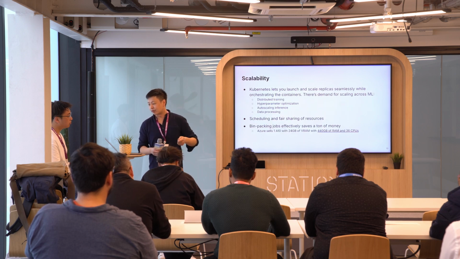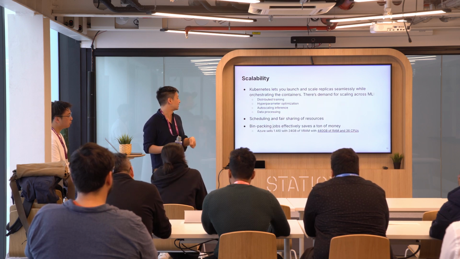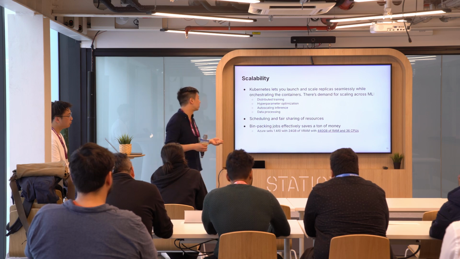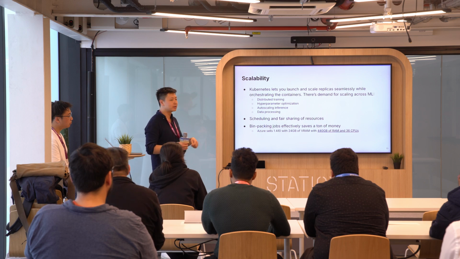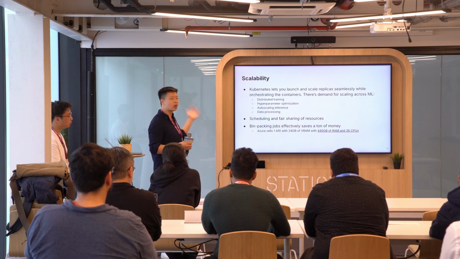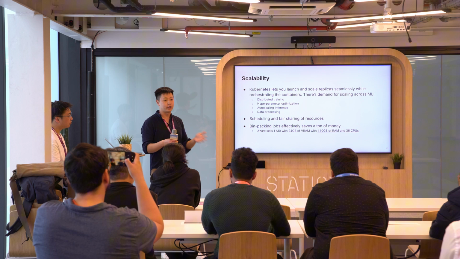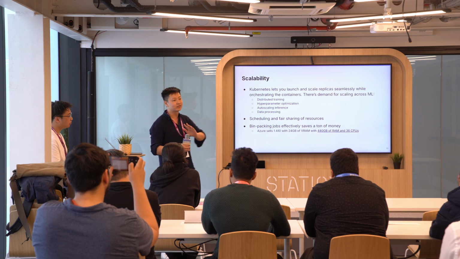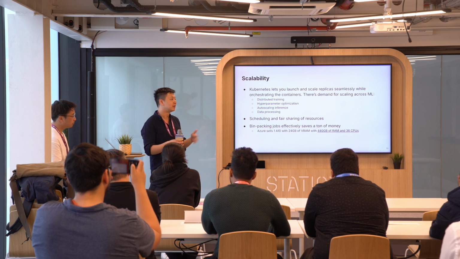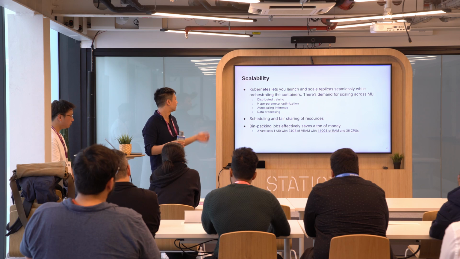Then there's scalability, right? Kubernetes lets you launch and scale replicas seamlessly and orchestrates the containers. There's demand for scaling in ML even at small organizations because it's the go faster button. There's obviously distributed training, right? I have a training that runs on 1 node and I want to run it on 2 nodes, and it will roughly run twice as fast because the beautiful people over at PyTorch have developed pretty good ways of making that efficient.